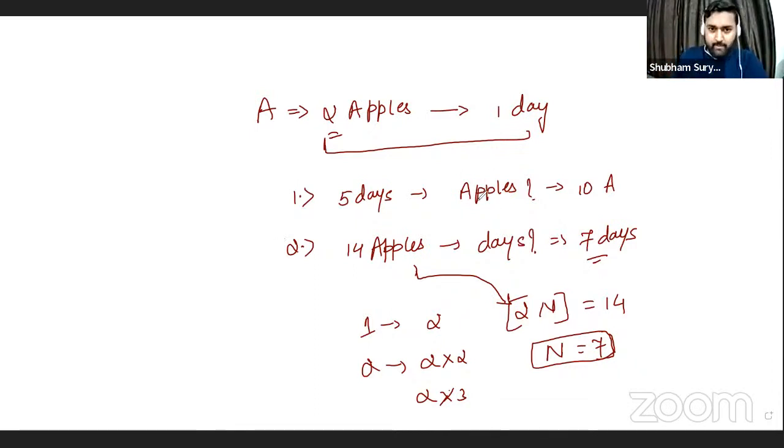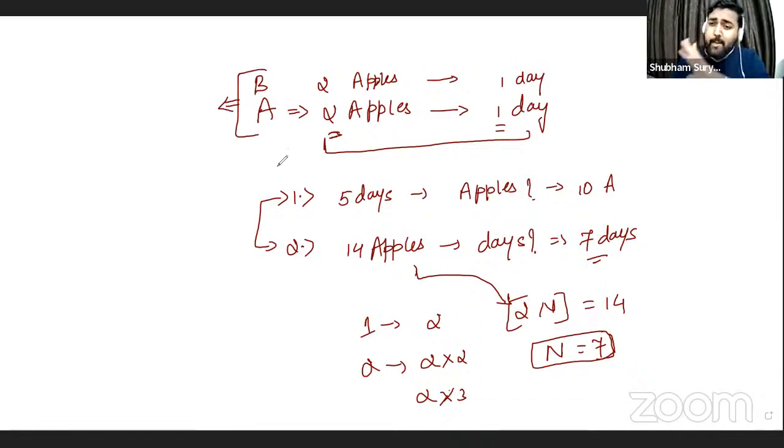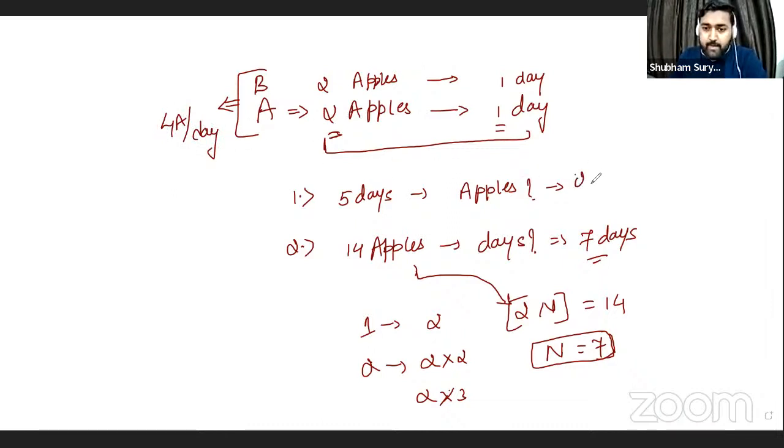Now let's see. If we have been given this information, we have already seen that we can look at two different types of questions. Now if I add some additional information, let's say there's a person B along with person A, and person B can also eat 2 apples in one single day. If A and B start eating the apples together, again two different types of questions are possible. First type: in 5 days how many apples will be eaten? You can directly say that together they can eat 4 apples per day. So in 5 days, 4 fives are 20 apples.